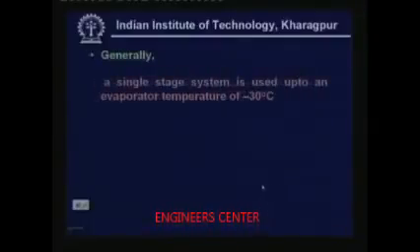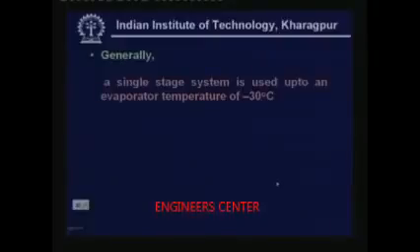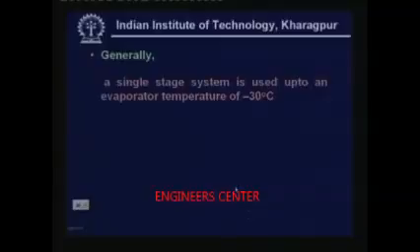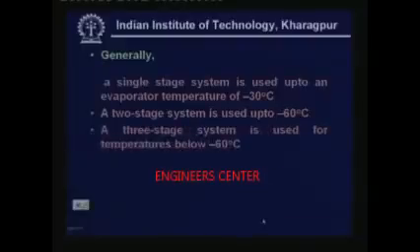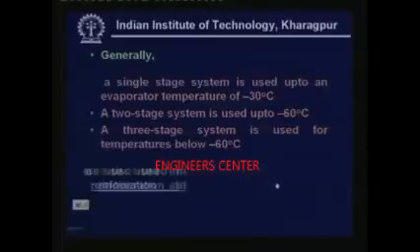Generally, a single stage system is used up to an evaporator temperature of minus 30 degrees centigrade. This is a general industrial practice. So, as long as your evaporator temperature is above minus 30, single stage system is alright. And a two stage system is used between minus 30 to minus 60 degrees centigrade. And a three stage system is used when the temperatures fall below minus 60 degrees centigrade.